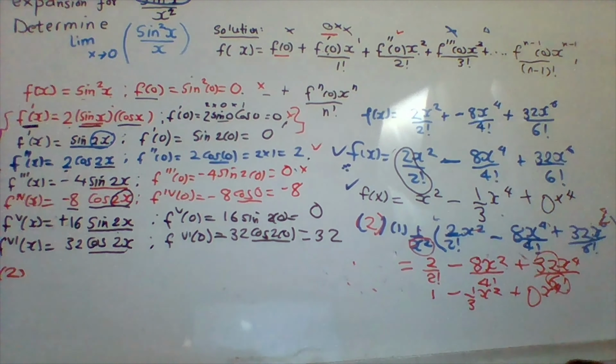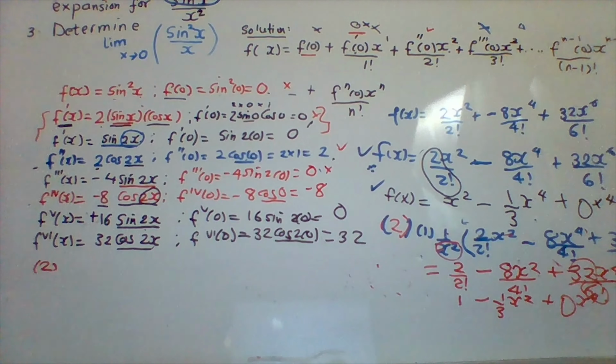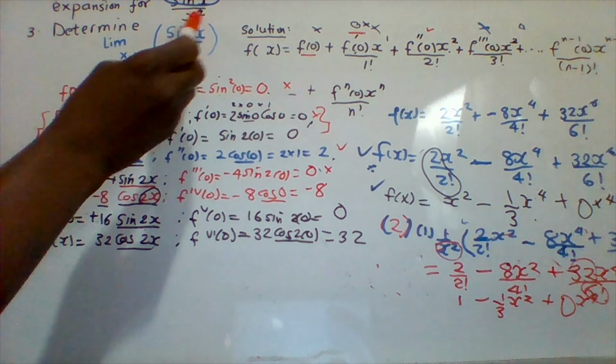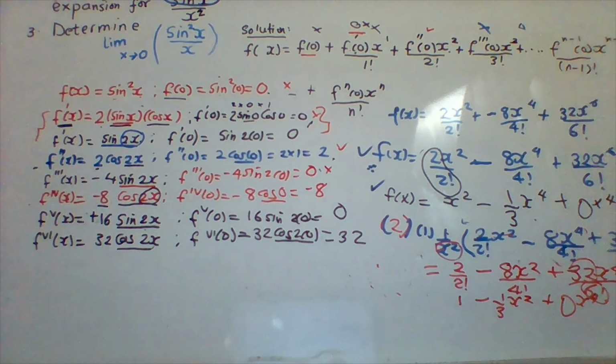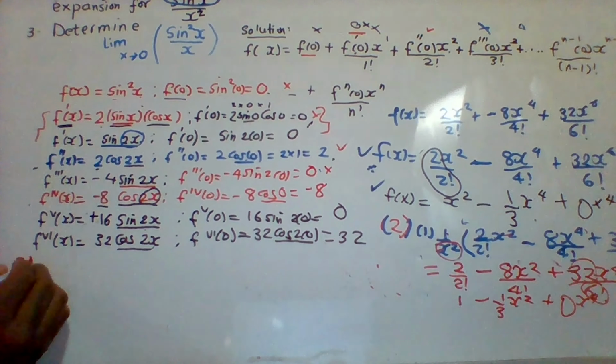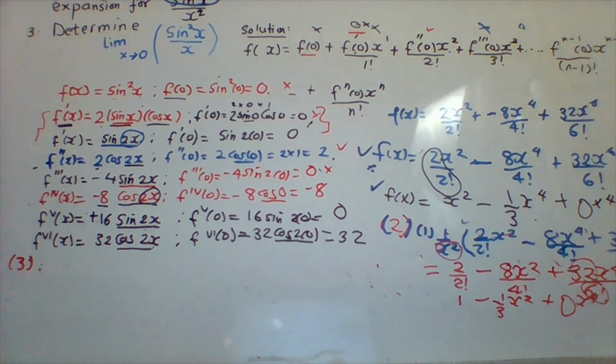Third part. Right, so now we want to finish the last part. So the last part, they say determine the limit of sine squared of x over x, where x goes to 0. So this is a normal limit. So for the third part, let's do it. Easy. So let's plug it in.